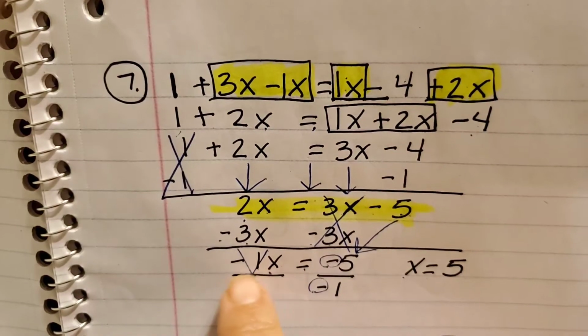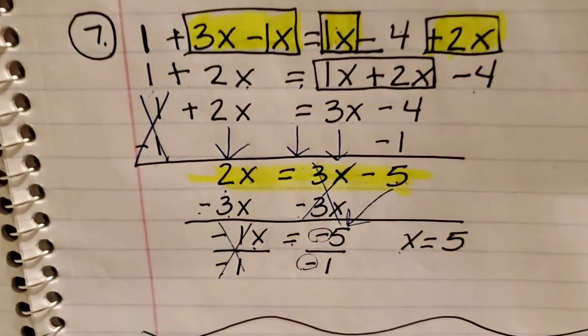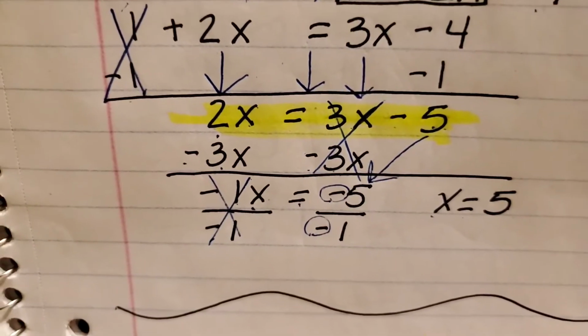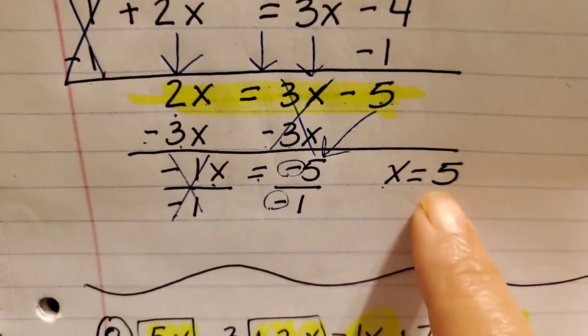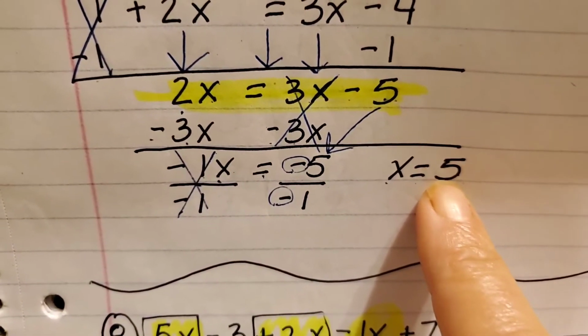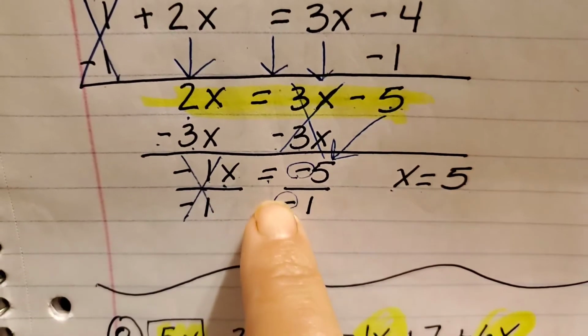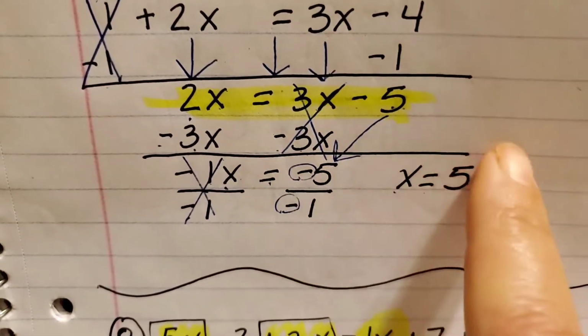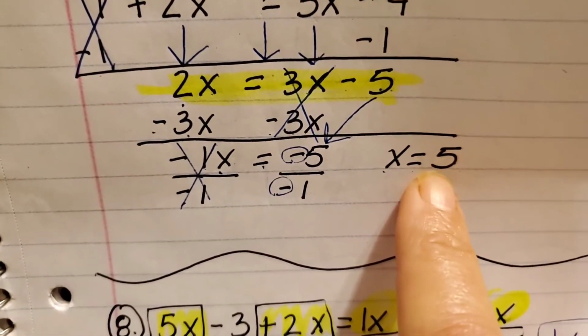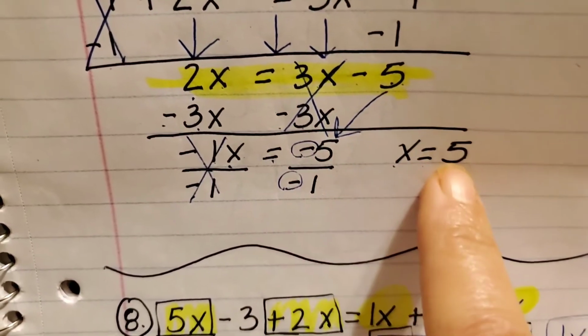Now I do need to divide when it's a negative because I want to remember what is going to end up, negative or positive. And like we said earlier, if it's a negative and a negative, it's going to be positive, okay? So x equals 5.